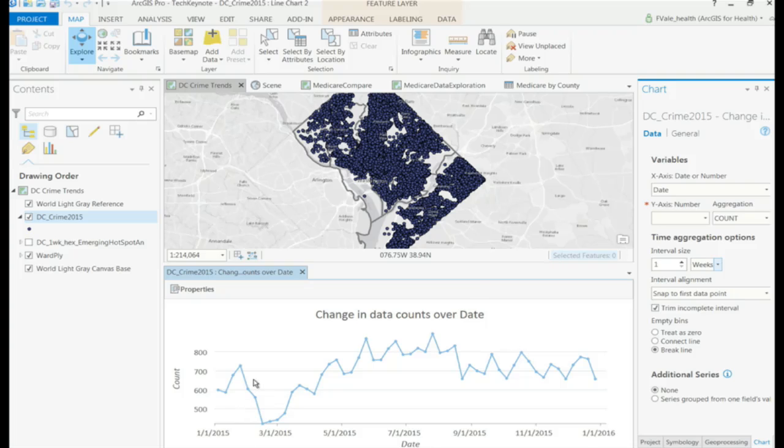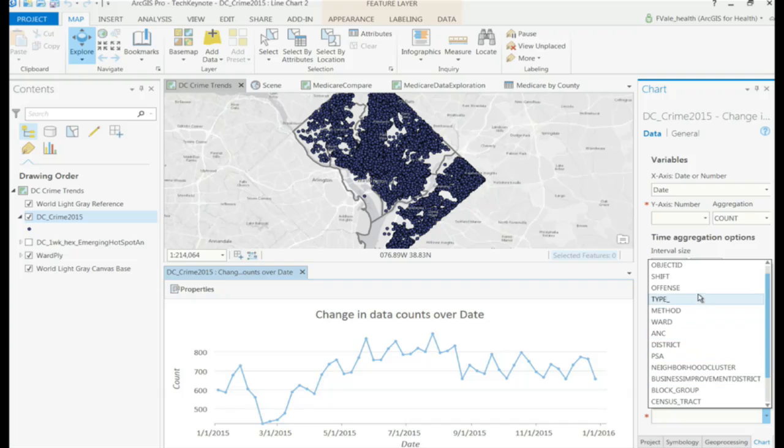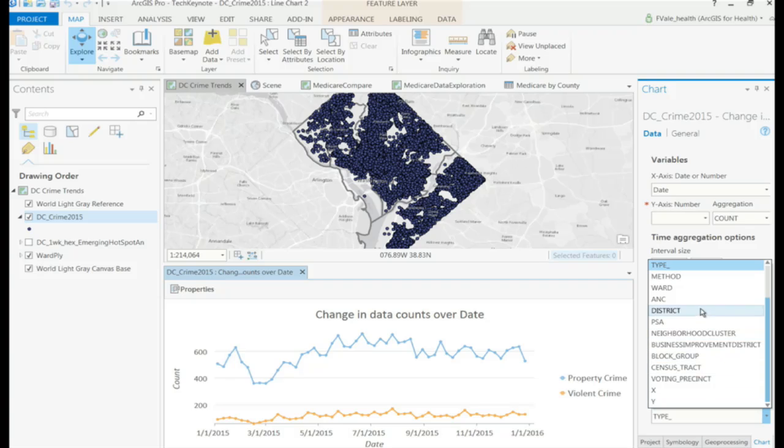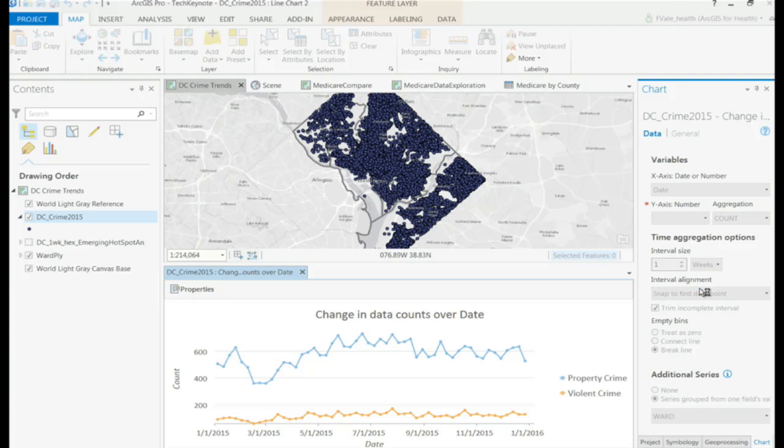And as we might expect, we do see that crimes dip in the wintertime and we have higher crimes in the summertime. I could also add an additional series to take a look at perhaps crimes by type. So I've split this into property crimes and violent crimes. And we do see that we have a lot more property crime than violent crime, so I think that's a great thing.